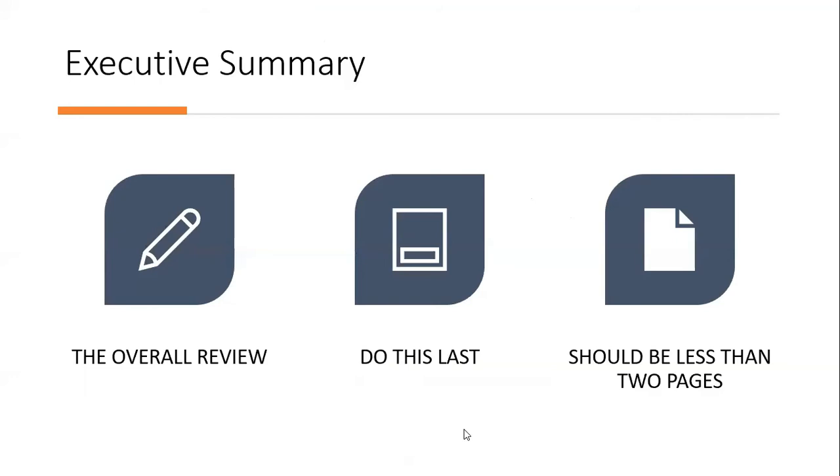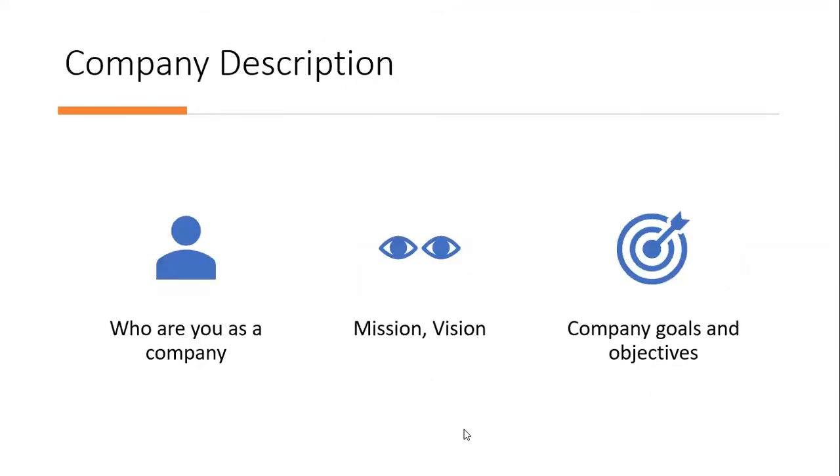So let's talk about the executive summary real quick. The overall review of your business plan is going to be in your executive summary. You want to do this last, and you want it to be brief, less than 2 pages. But you'll see how all the components come together. You just want to skip over this in the beginning because you're going to do it last.